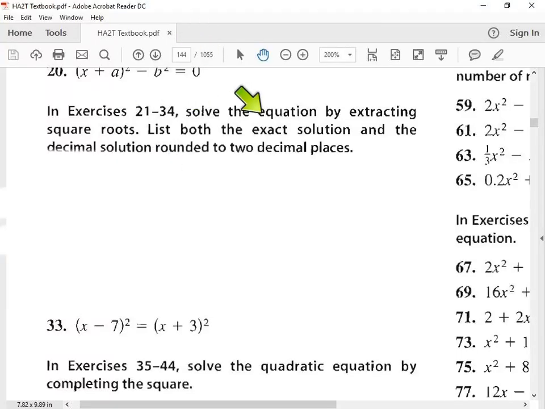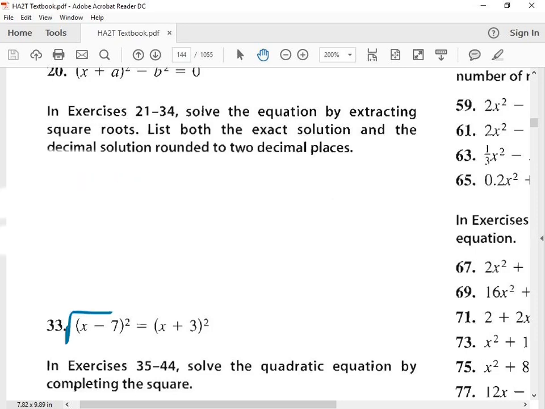Number 33, it says solve the equation by extracting square roots. List both the exact solution and a decimal. Okay, so we're going to need to use a calculator to find the decimal, but let's do this one. Ew, man, that's disgusting. This is crazy. All right, so we're going to have to square root both sides.